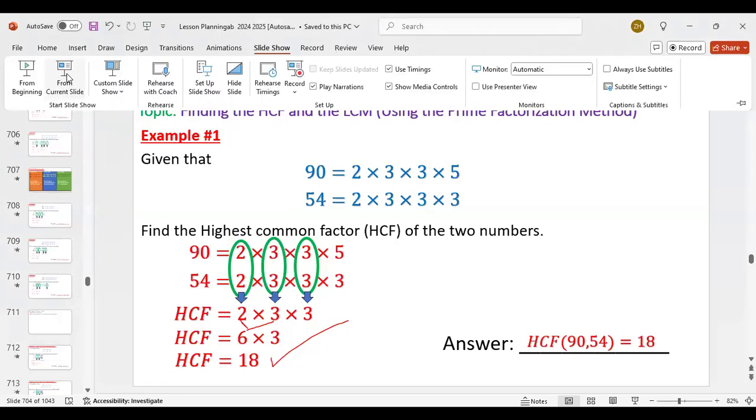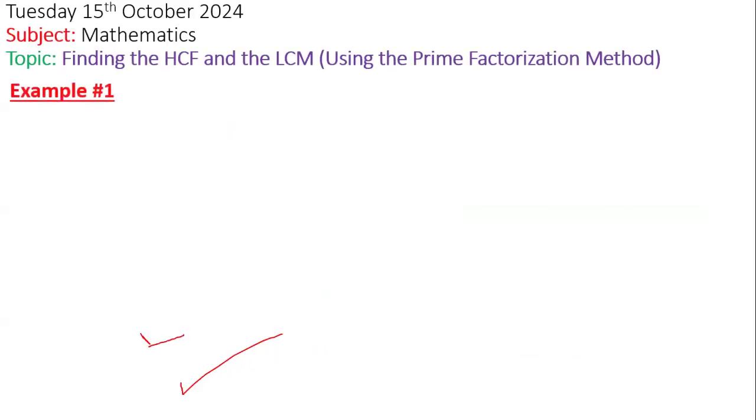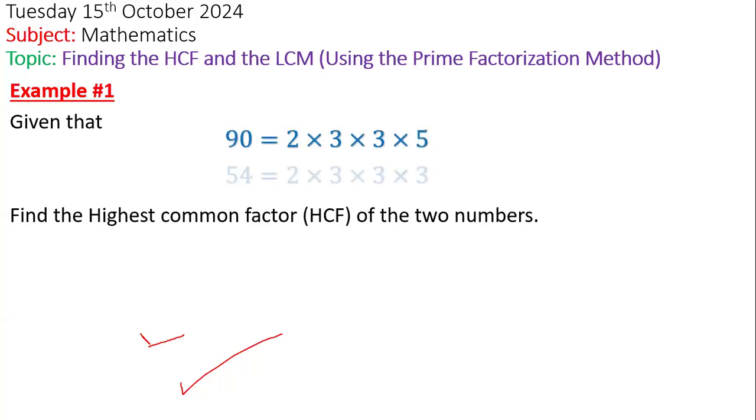Yeah, so who does not understand? Barry and Rudy. Okay, all right, so let me explain it one more time. They give us 90. What is the prime factorization of 90? 2 times 3 times 3 times 5.